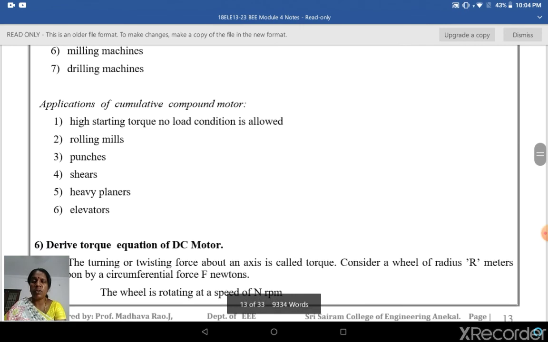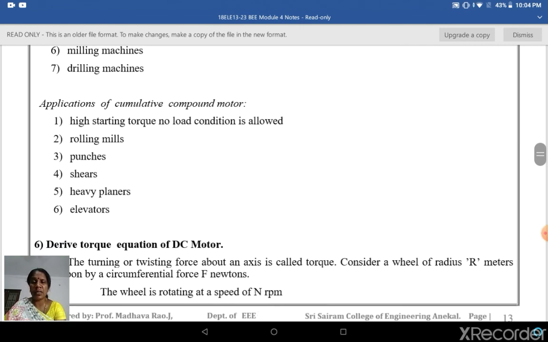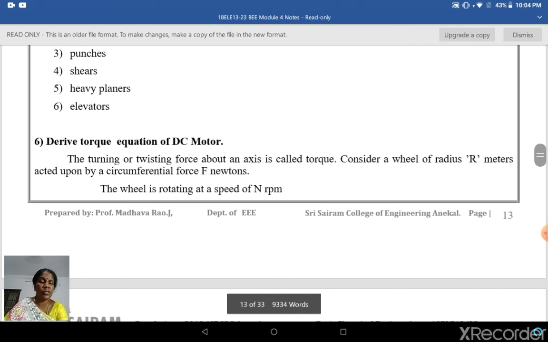Applications of a cumulative compound motor: it has high starting torque and no load condition is allowed. So it is used in rolling machines, punches, shears, heavy planers and elevators.